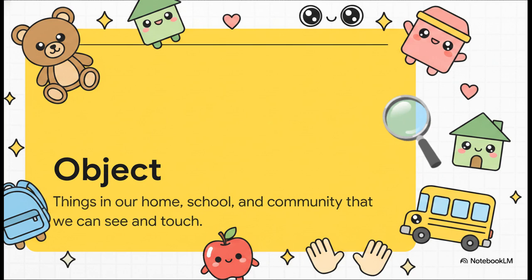In science, objects are simply things in our home, our school, and our community that we can see. Go ahead and point to your eyes right now. And they're also things that we can touch. Hold up those hands. They are quite literally everywhere we go.